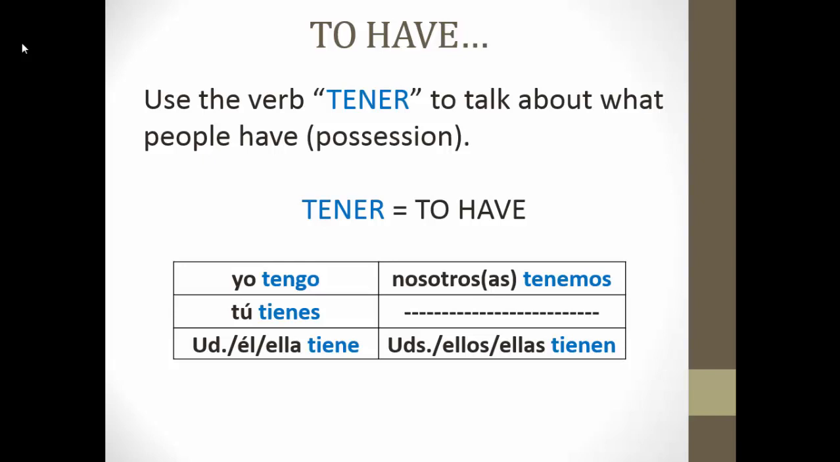If your subject is nosotros or nosotras, change tener to tenemos. Nosotros tenemos means we have. If your subject is ustedes, ellos, or ellas, change tener to tienen. Ustedes tienen means you all have, and ellos or ellas tienen means they have. Please pause the video at this time and fill in part 2 where it asks you to write the correct conjugation of tener in the chart.